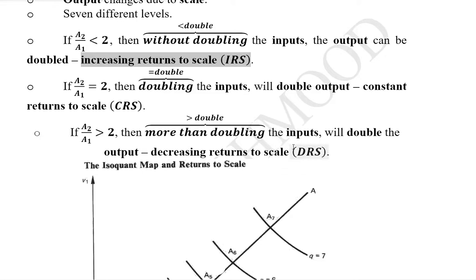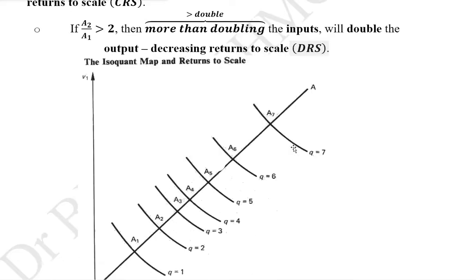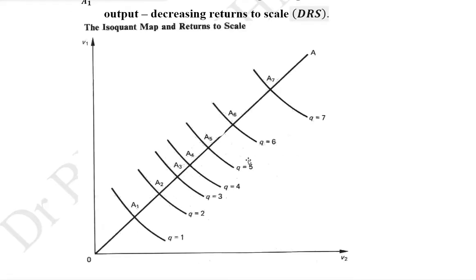So DRS is here, IRS and CRS and DRS. These are the 3 possibilities that exist, and in this diagram you can see here we have increasing returns to scale, and then we have constant returns to scale, and then we enter into the decreasing returns to scale situation.